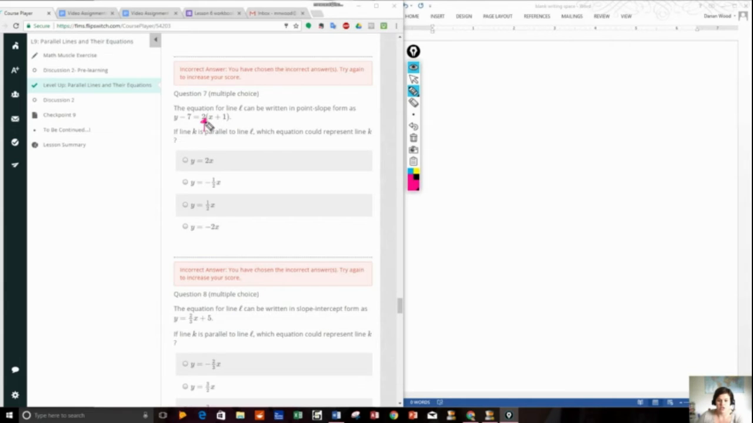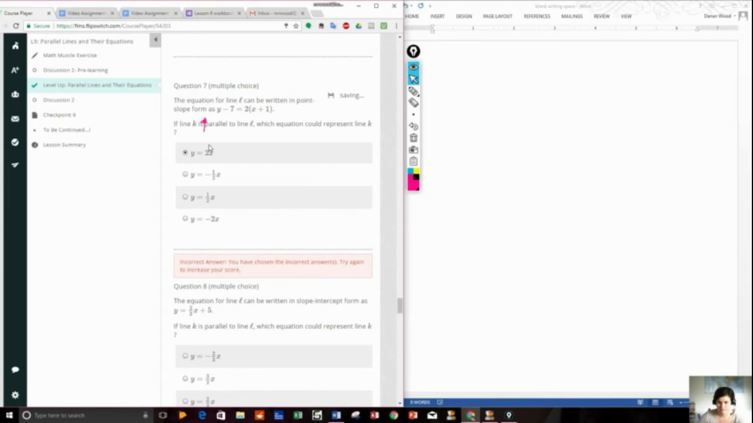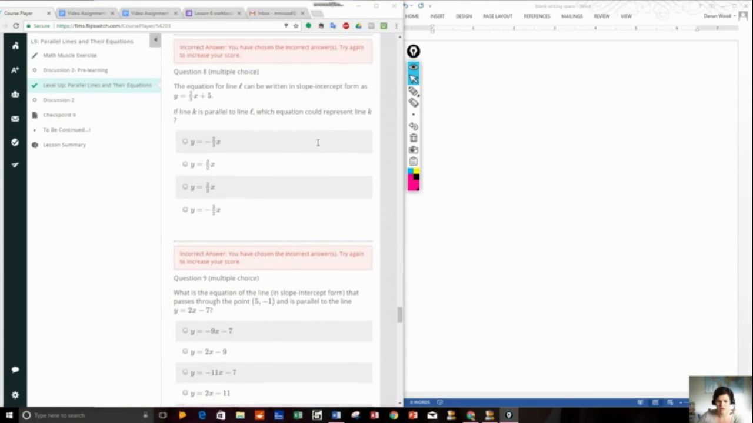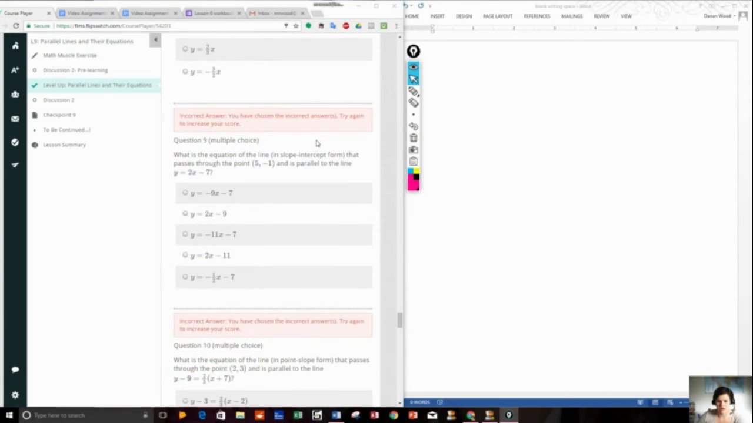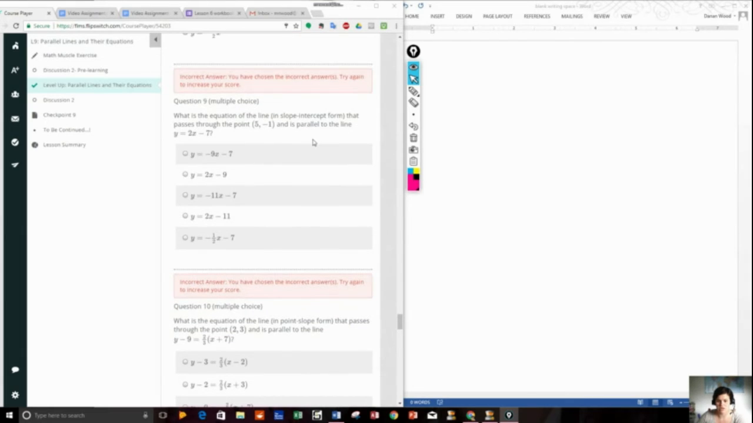So our slope is 2, so we want it to be parallel. So I'm looking for a slope of 2, and the only one that I see is y equals 2x. 2 is the slope right there. That's the only one that has the same slope. So that is our solution. And question 9 will be our last one.